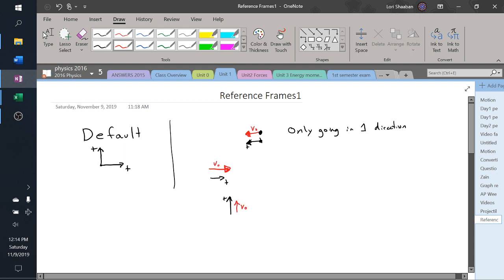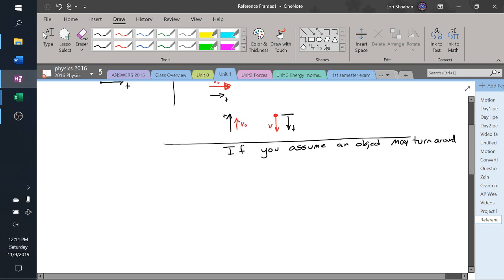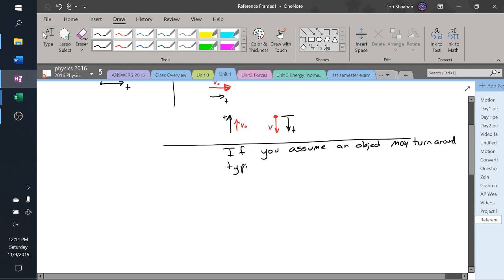This is the initial velocity, so if the initial velocity is still always going to be going up. And let's say we drop something, then have down be positive. Why not? Now, if an object turns around, if you assume an object may turn around, typically people use the default.